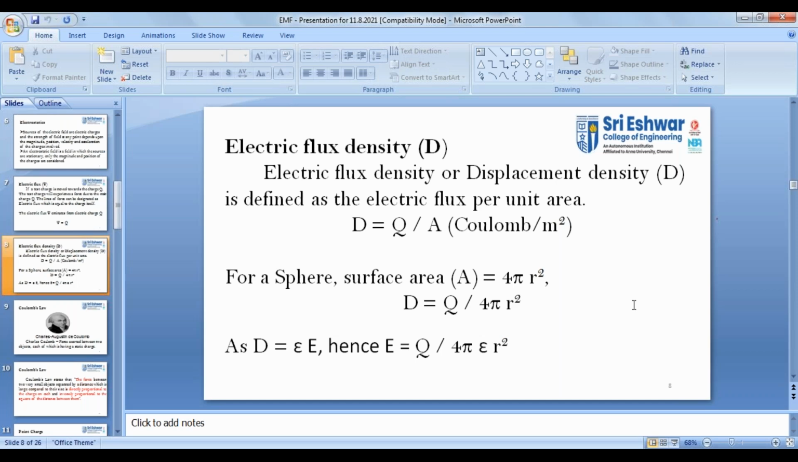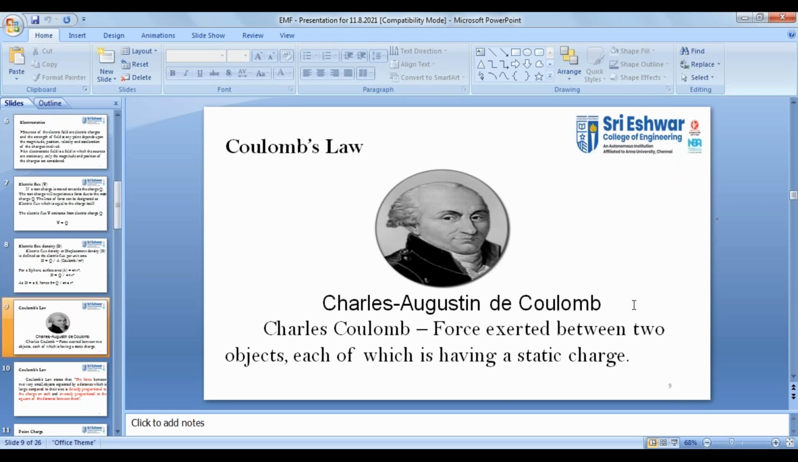Now we will go for Coulomb's law, the second part of today's class. Coulomb is actually the scientist's name, which is shown here. He is Charles Augustine D. Coulomb. His full name is Charles Augustine D. Coulomb.